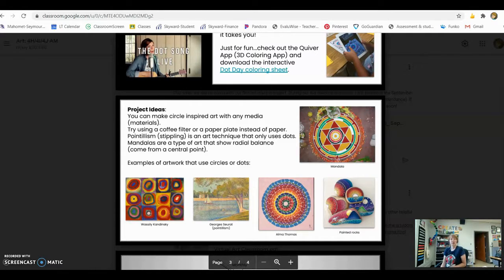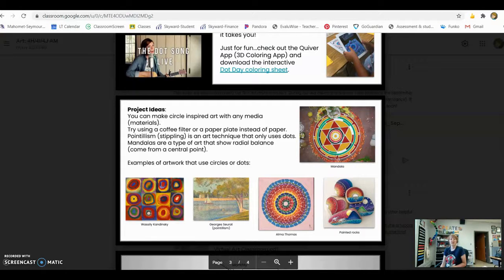Try using a coffee filter or a paper plate. Those are already in the shape of a circle, and you can use them instead of paper. We're going to be talking about pointillism or stippling next week. That's an art technique that only uses dots. You could then do that in your project if you would like.